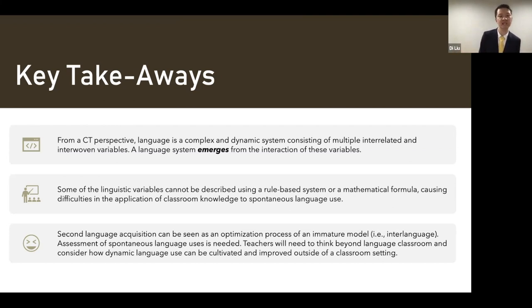And finally, second language acquisition can be seen as an optimization process of an immature model, i.e. students' interlanguage system. Assessment of spontaneous language uses is needed. Teachers will need to think beyond language classroom and consider how dynamic language use can be cultivated and improved outside of a classroom setting.